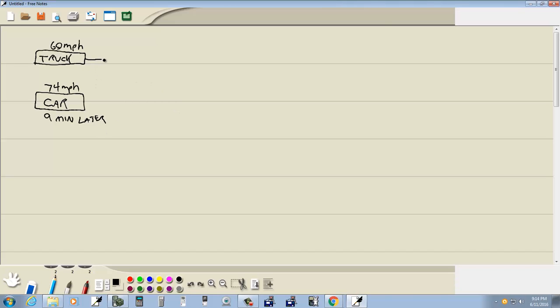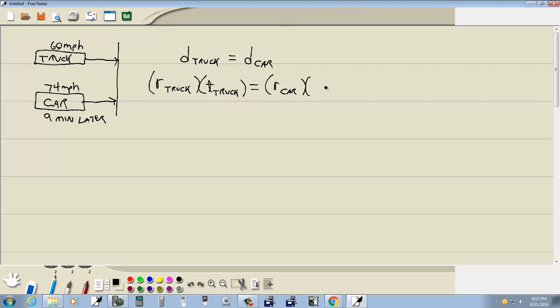basically, these both are traveling down the road, and we're wondering, when is the distance going to be the same? So, we're looking at the distance of the truck when it's equal to the distance of the car. Now, distance is equal to r times t, so we got the rate of the truck times time of the truck is going to equal rate of the car times the time of the car.